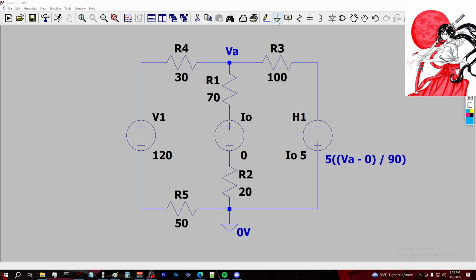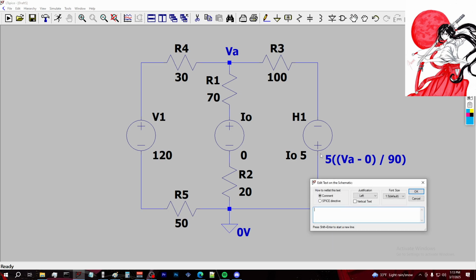So let's write that real quick. We can even go ahead and simplify it. We're going to do 5 VA, or negative VA times 5 over 90. And what's 5 over 90 simplified? How many times can 5 go into 90?